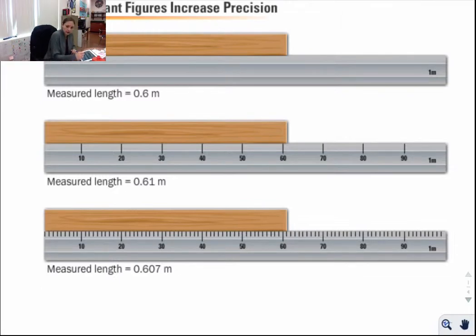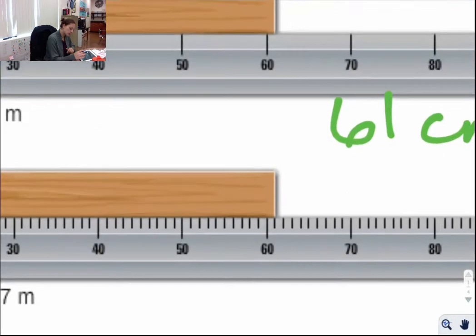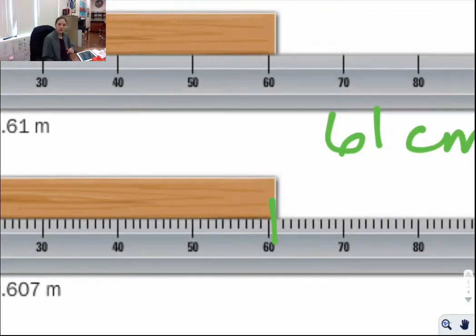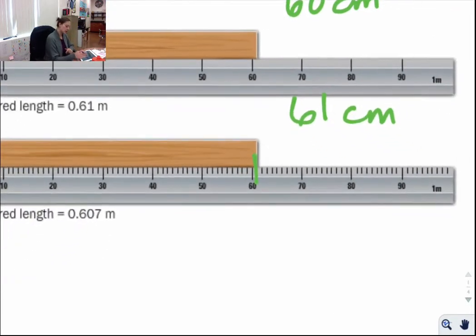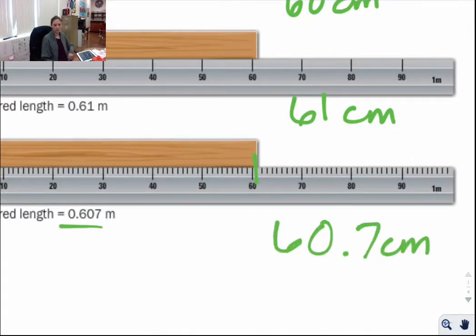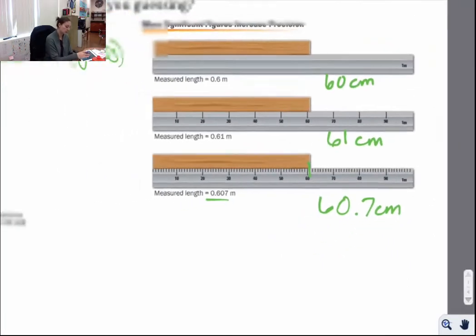They said it in meters instead of centimeters. Here I'd say maybe that's about 60 centimeters. I know it's at least 60. Well, it's at least 61 centimeters. In the bottom one, you say it's 0.607 meters, because I know exactly where 60 is, I know exactly where 61 is, and I think it's a little bit under that. So 60.7 centimeters or 0.607 meters, same thing. So the more precise your piece of equipment gets, the more precise your number needs to be. It needs to reflect it.